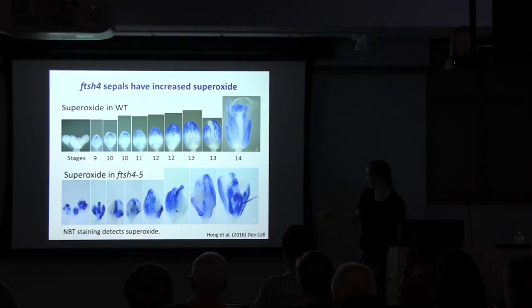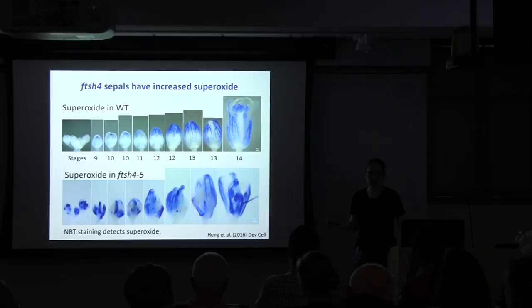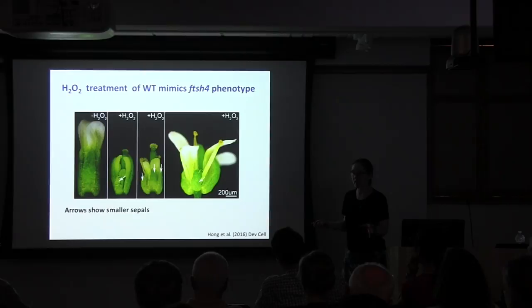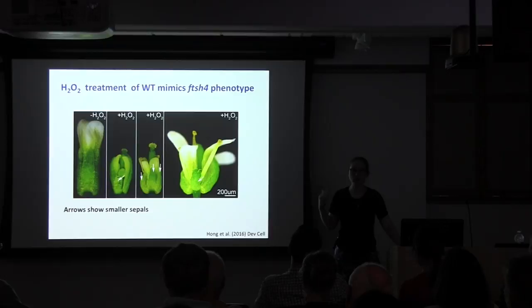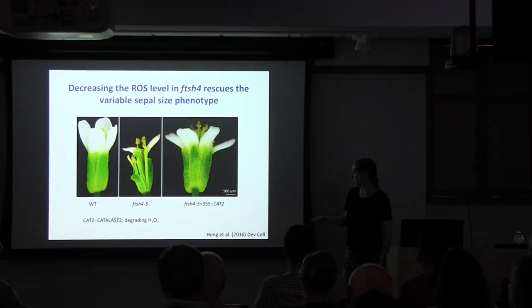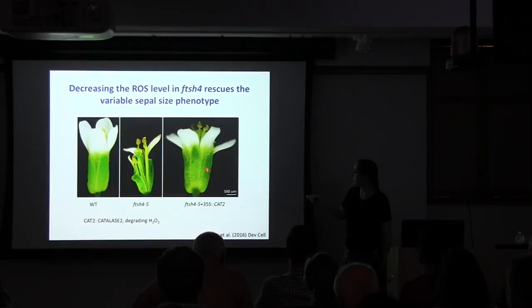So if it's the reactive oxygen species in the mutant causing the phenotype, then we should be able to reproduce the phenotype by treating plants with hydrogen peroxide. And that's, in fact, exactly what happened. When Leland dips wild-type plants in hydrogen peroxide, she can get variable sepal size, particularly these smaller sepals, just like the mutant. Now, conversely, if it's really the reactive oxygen species, we should be able to remove reactive oxygen species from the mutant and rescue it. And that's what happens. If she overexpresses catalase, which degrades hydrogen peroxide, she can rescue normal sepal development. And I'll just give you a hint: these sepals look even larger than wild type.